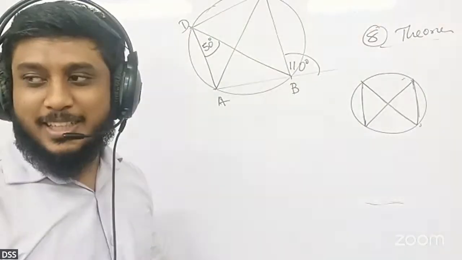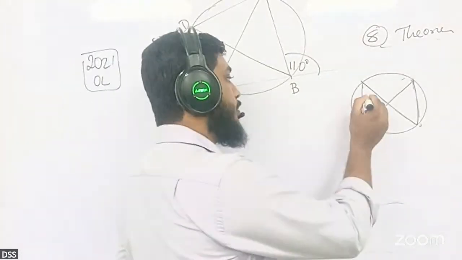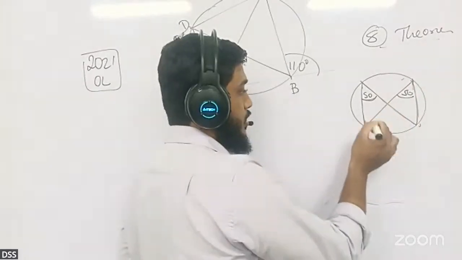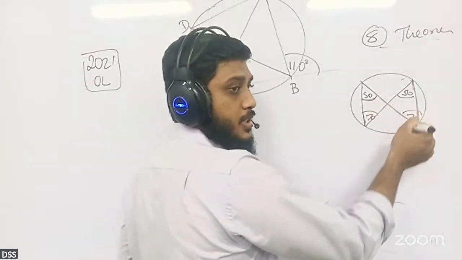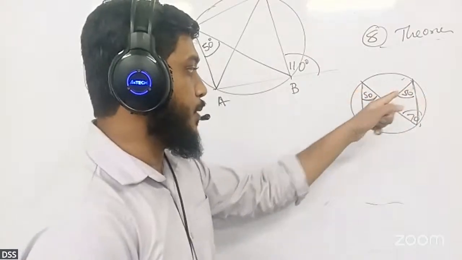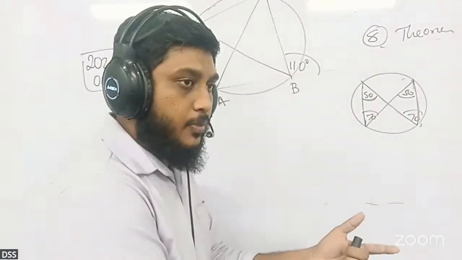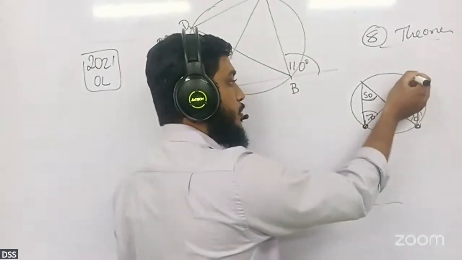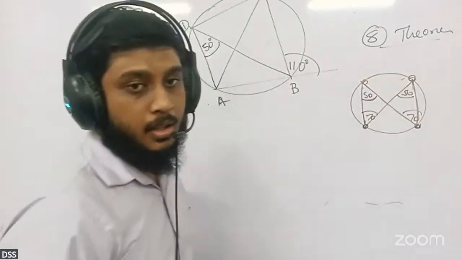Anyhow, the rule of the butterfly is this: if this one is 50 degrees, this one also is 50. This one is 70 and this one also 70. So top equal, bottom equal. To activate a butterfly, all 4 feathers of the butterfly should be on the circle. Then only it is a butterfly.